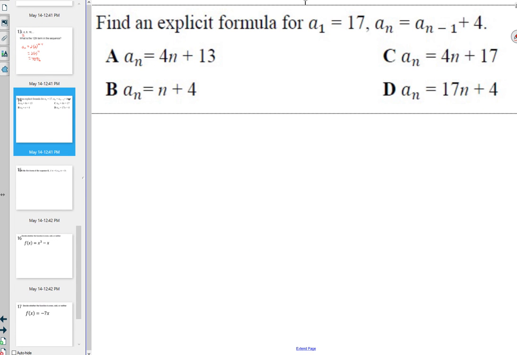Find an explicit formula for this. All right, so what type of sequence does this appear to be? How do you know it's arithmetic? Because the +4 at the end is the common difference.